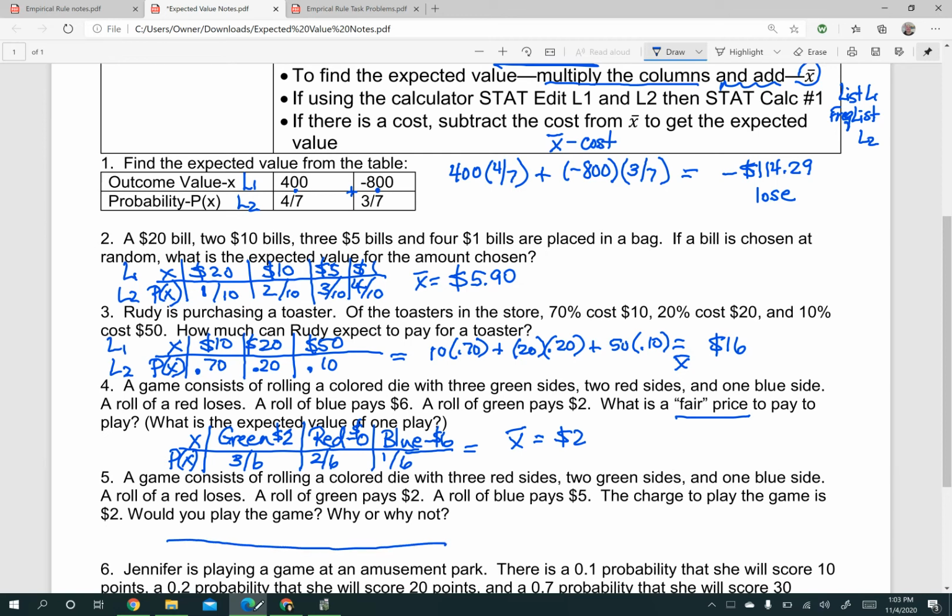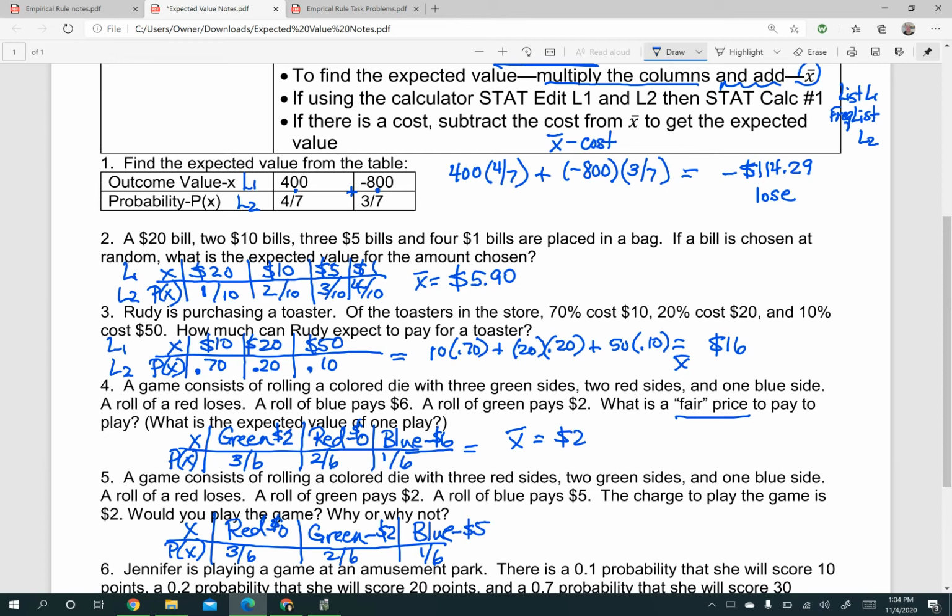So now they're changing the amount of what you win. So green is still 3. Now they're doing red has 3 out of 6. And green is 2 out of 6. And blue is 1 out of 6. Now it says a roll of red is $0. A roll of green is $2, and a roll of blue is $5.